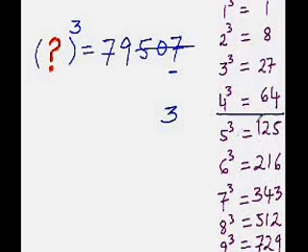Because 5 cube is 125, it is more than 79. So the nearest cube, that is the cube of a number that is either equal to 79 or less than that, would be 4. So the answer is 43. As simple as that.